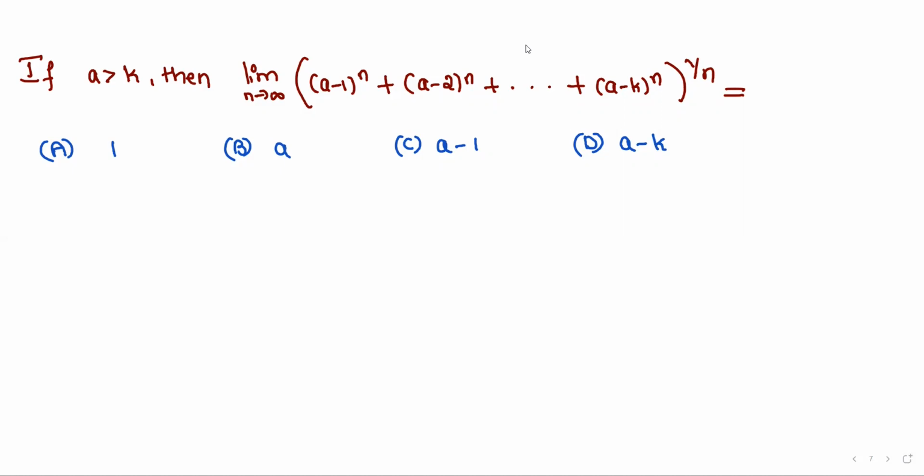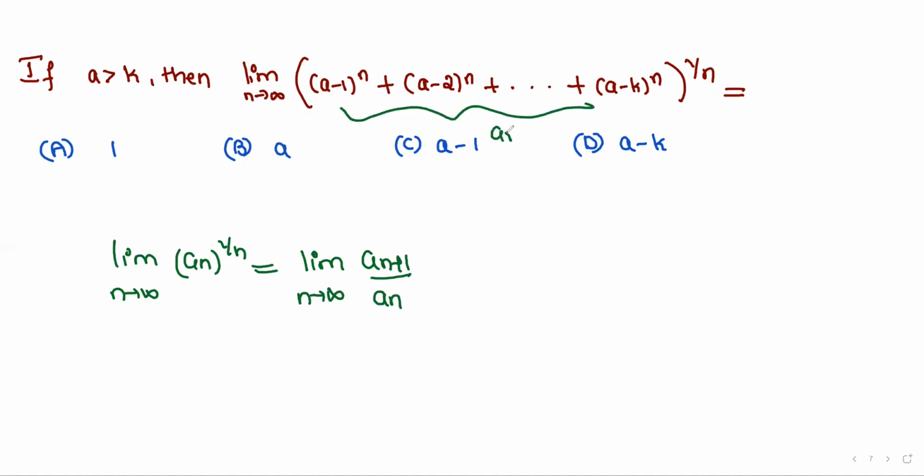Here we'll use Cauchy's second formula. We have limit of an power 1 by n as n tends to infinity is equal to limit of an plus 1 divided by an as n tends to infinity.